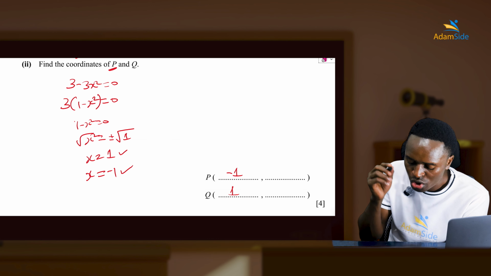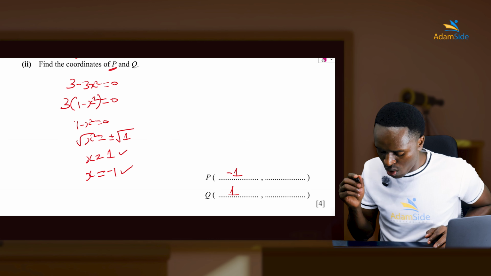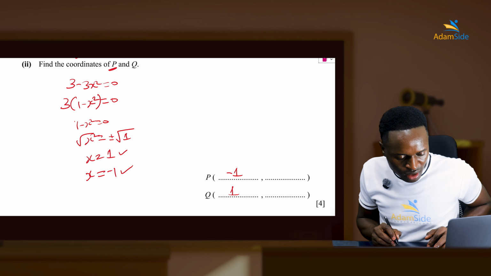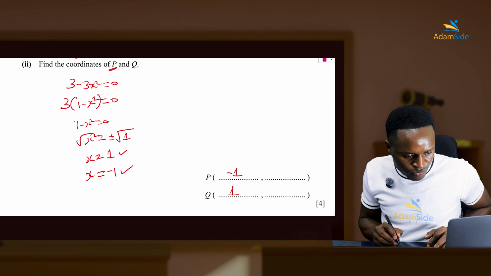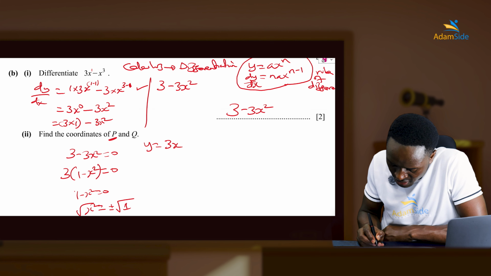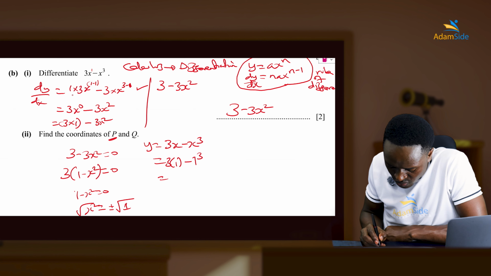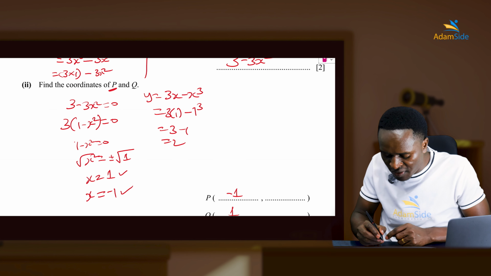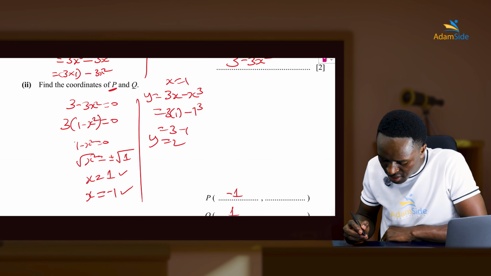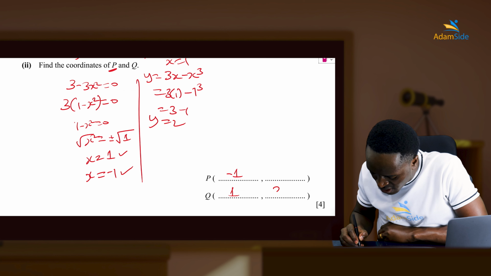Then put it into your main equation to get the value of y. What's the value of y now? You input it into our original equation, y is equal to 3x minus x cubed. So we say 3 times 1 minus 1 cubed. 3 minus 1, you get 2. So when x is equal to 1, the value of y is 2.